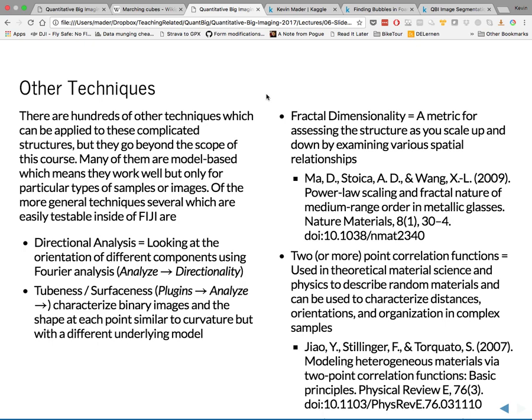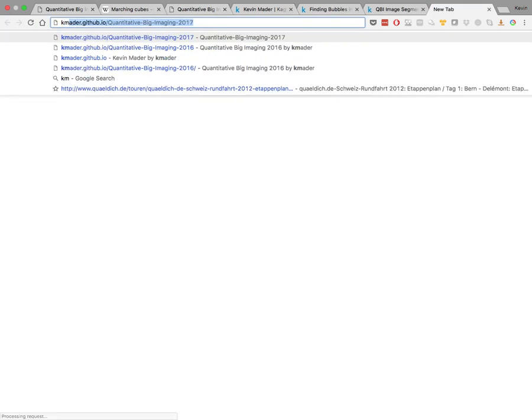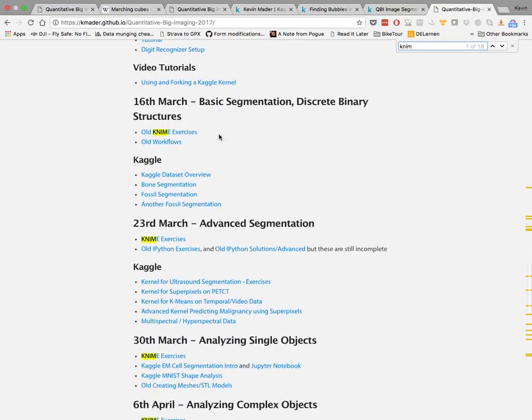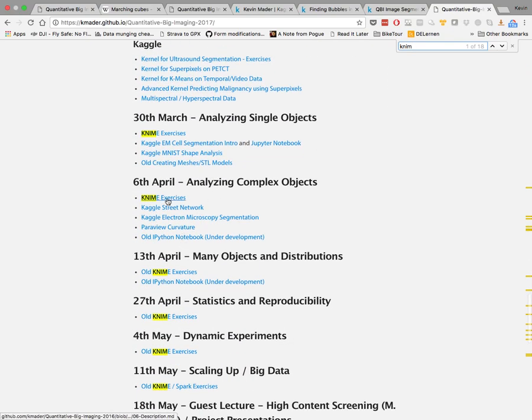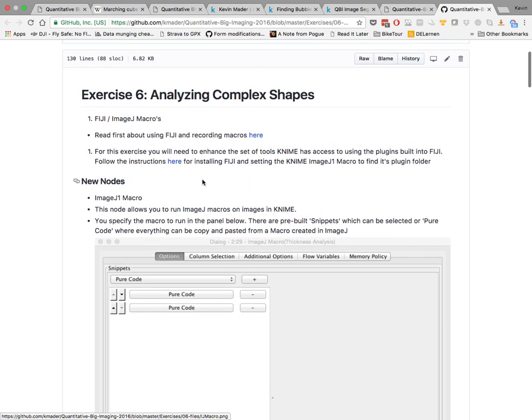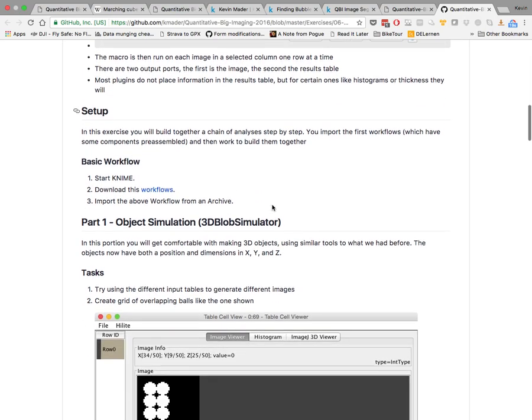So for the exercises, we have the exercises from KNIME, which are more or less the same as last year, which cover the basics for all of these approaches. You can then use KNIME with Fiji macros, like those thickness map, or curvature, or some of these tubeness and other approaches. You can call that directly inside of KNIME and have it run that way.